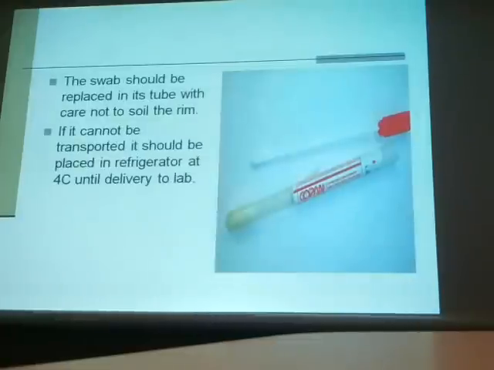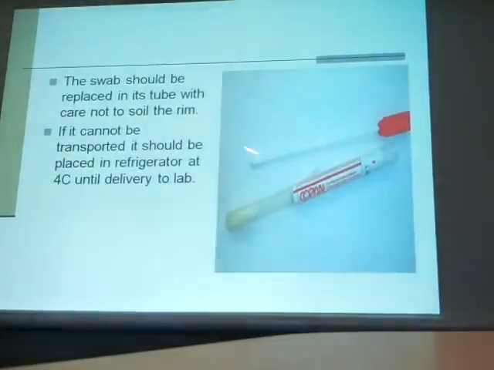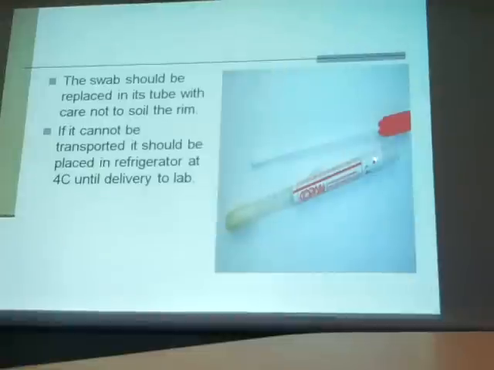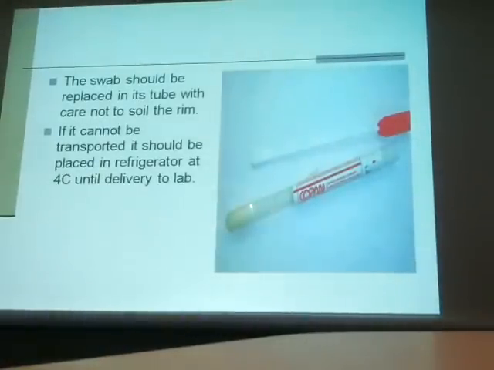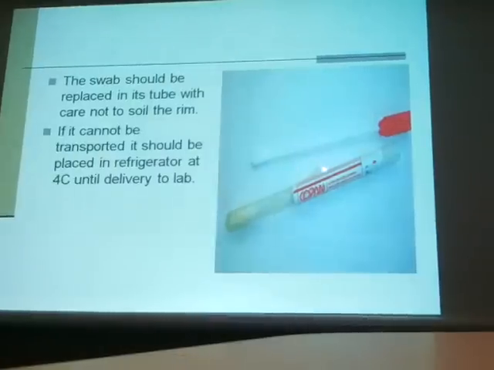After we collect the sample, the cotton swab usually has a tube. This tube contains media to preserve the sample wet. So the swab should be replaced in an extra tube, taking care not to soil the rim. Soil the rim meaning do not touch the tube, so that we don't have any contamination.